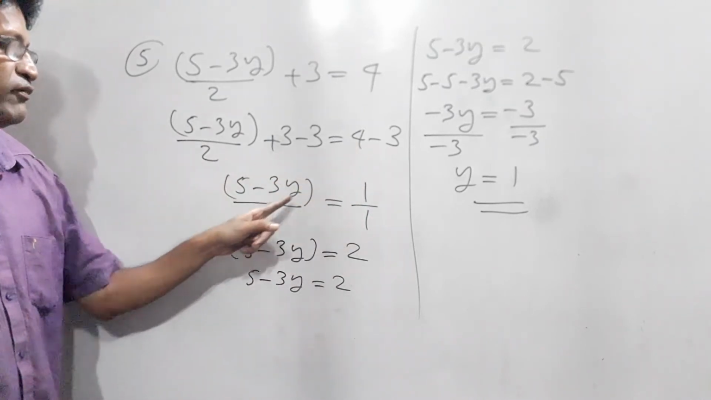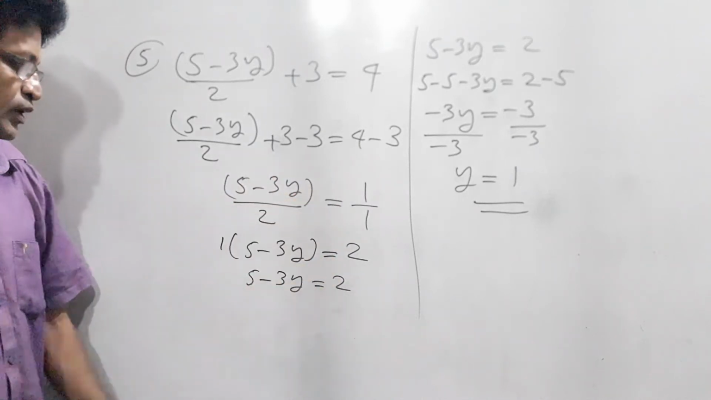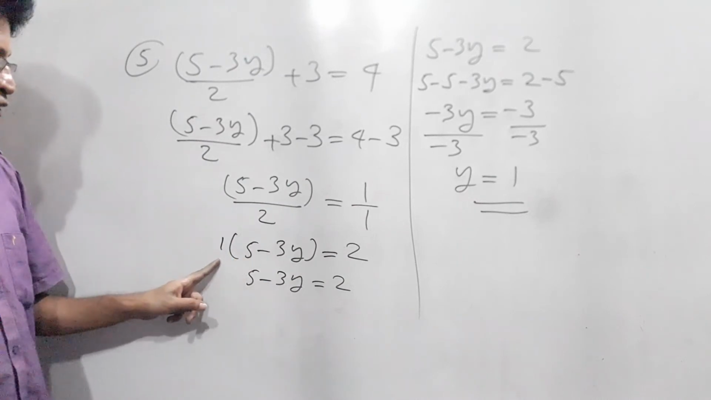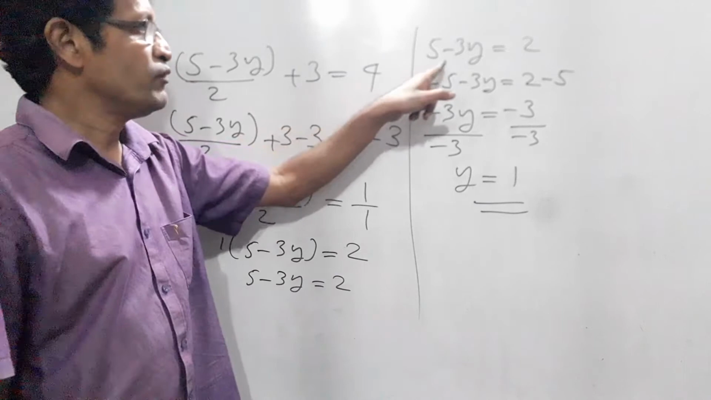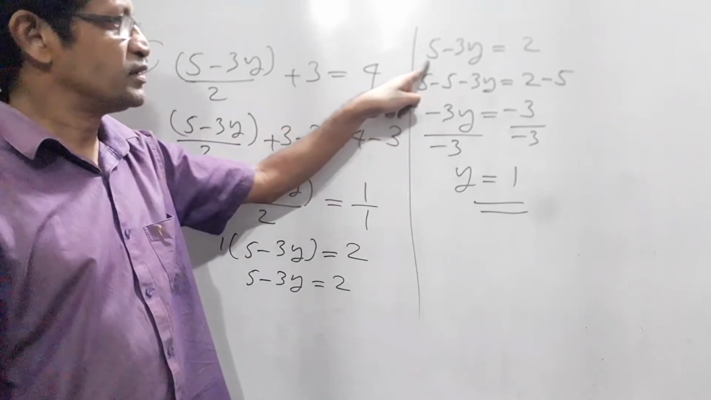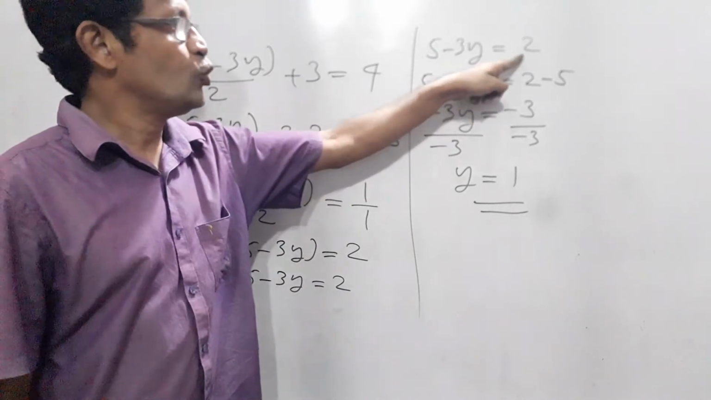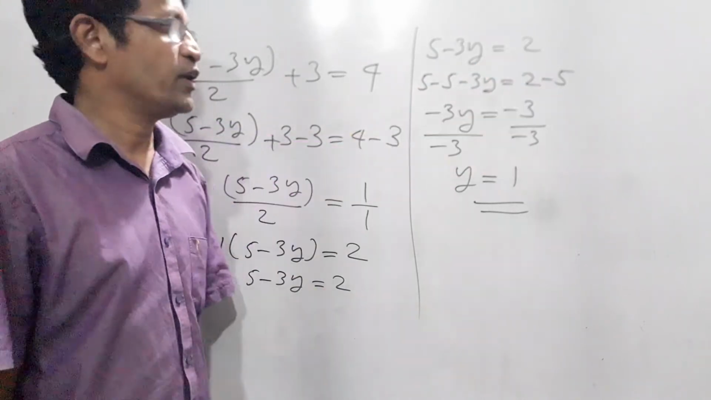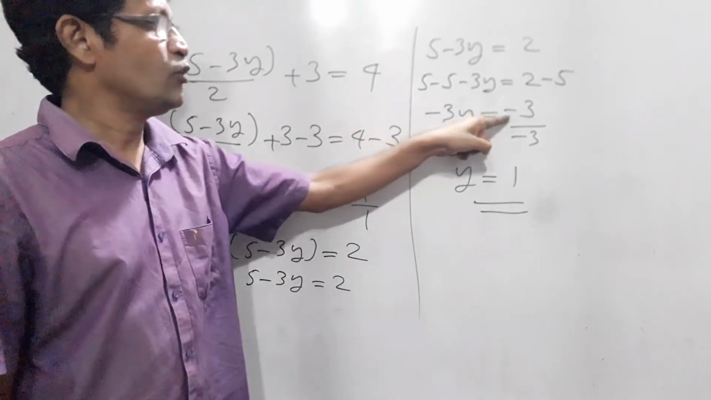Then I did the cross multiplication. 1 times 5 minus 3y equal 2 times 1 is 2. So I remove the bracket. Then 5 minus 3y equal 2. Then the 5 is the problem. So I subtract 5 from this side. Then 5 minus 5 minus 3y equal 2 minus 5. From this side also I subtract 5. Then 5 and 5 minus 5 cancel. Minus 3y equal minus 3.